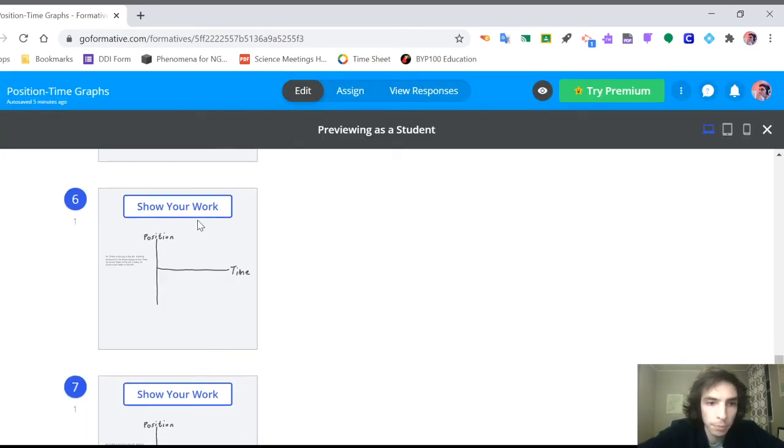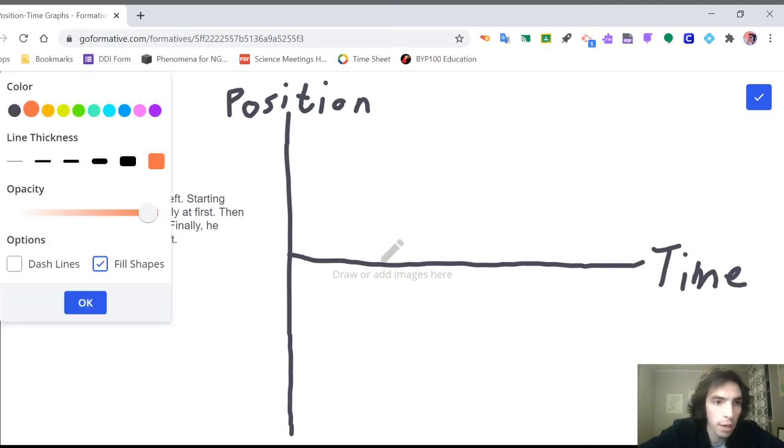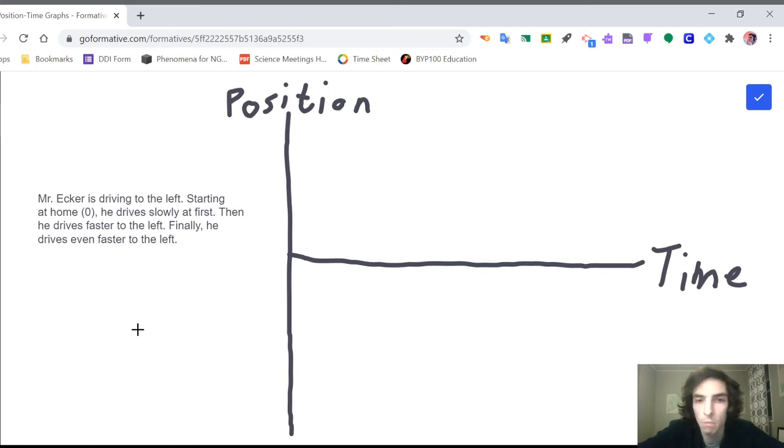Now let's look at just two more quick examples. This will get very repetitive, but this sort of covers all of the different instances that we would need to understand or recognize on position time graphs.